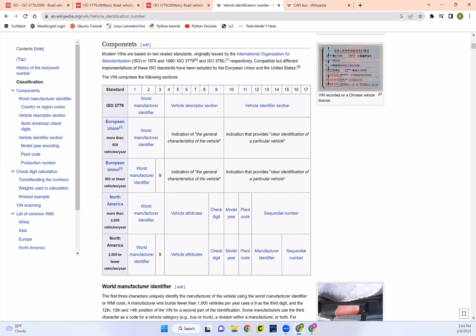So if you were to pull a VIN number on a Tesla back in 2008, 2009, I would hope that this is the format that they used. However, one that's created more recently, it should be using this format.